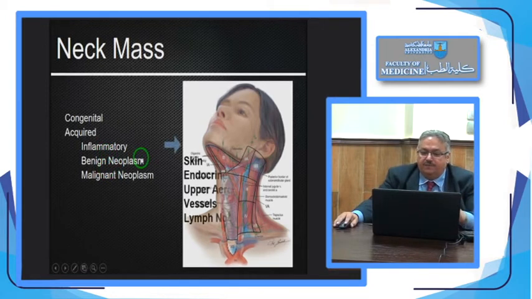All masses can be derived from either the skin or the endocrine system, the thyroid and parathyroid glands, the upper aerodigestive tract, the pharynx, the larynx, the vessels of the neck, the carotid, or the lymph nodes of the neck.